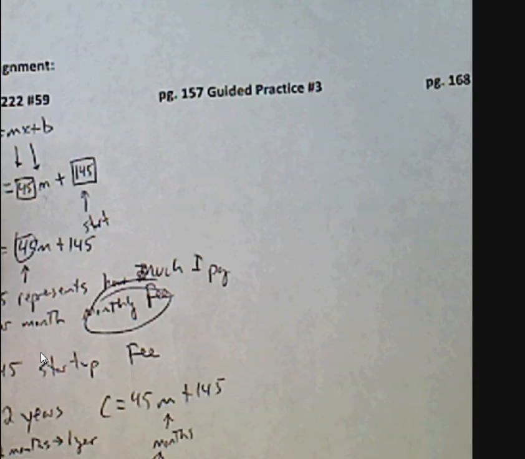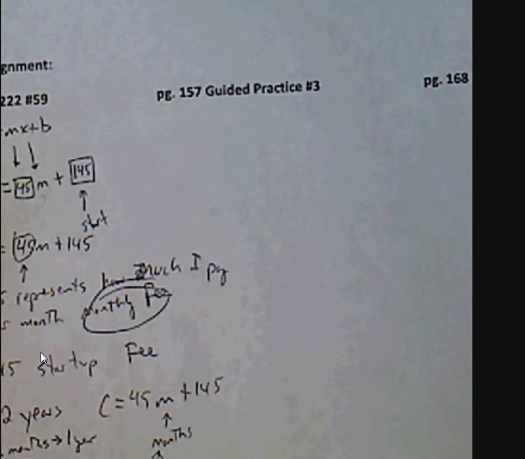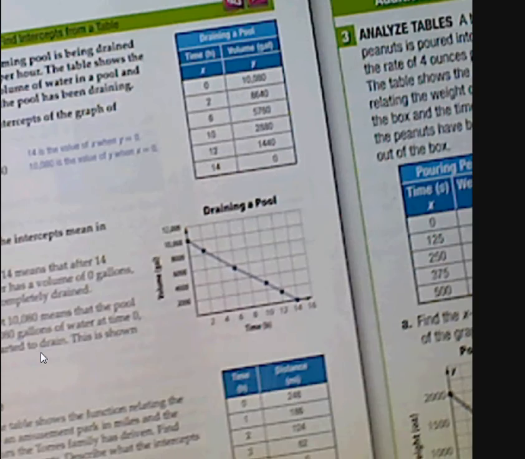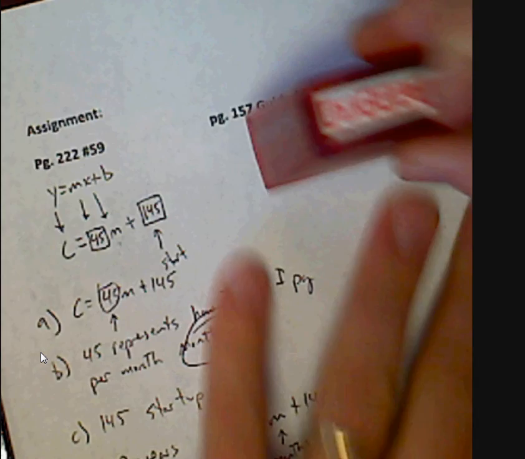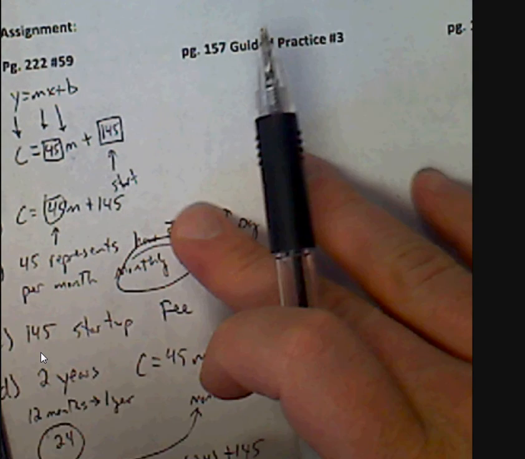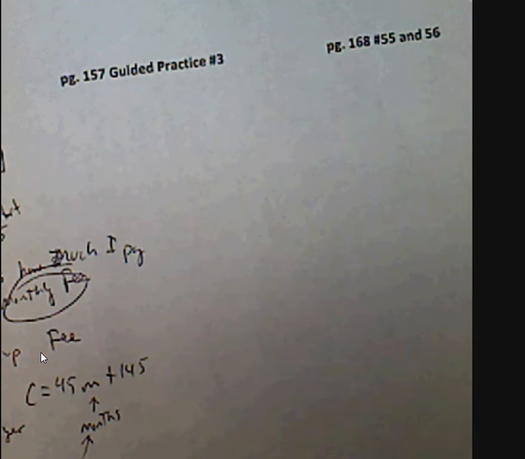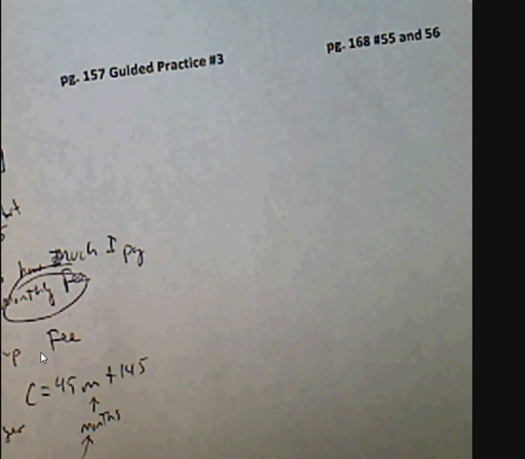Page 157. Guided practice number 3, where it says driving. So go ahead and read, pause the video, and try. The table shows the function relating the distance to an amusement park in miles and the time in hours the Torres family has driven. Find the x and y intercepts.